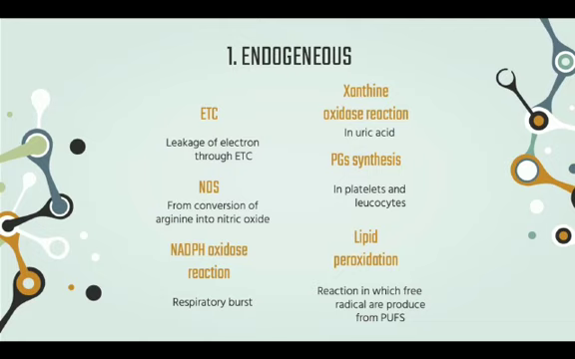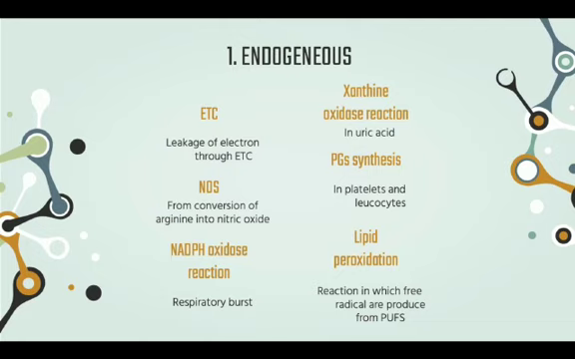In all these reactions, there is a production of ROS, reactive oxygen species. Fourth one is the xanthine oxidase reaction. That is in the uric acid. In the purine degradation, xanthine and hypoxanthine are converted into uric acid with the help of xanthine oxidase. And in this reaction, there is a production of ROS, reactive oxygen species.